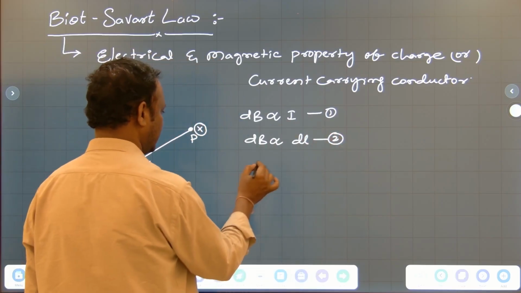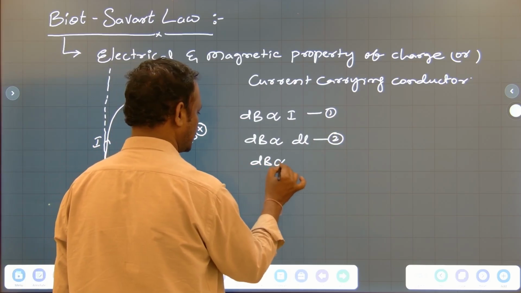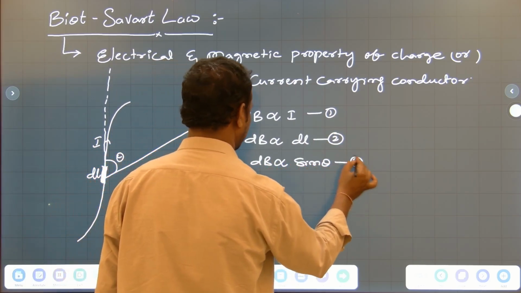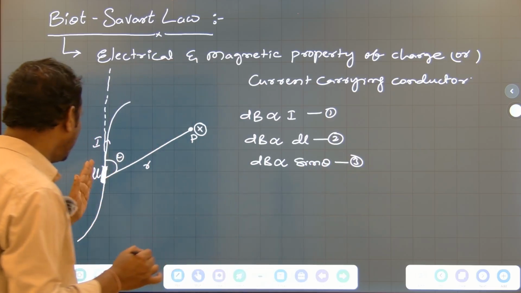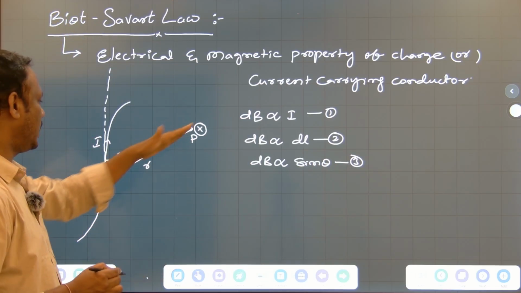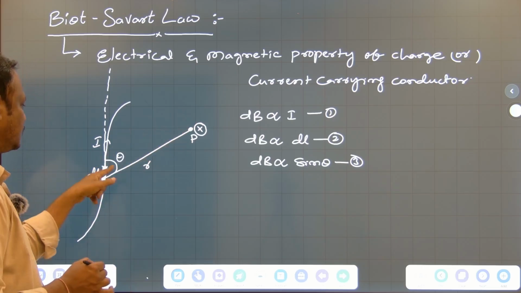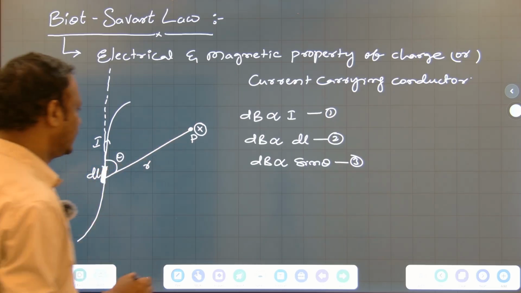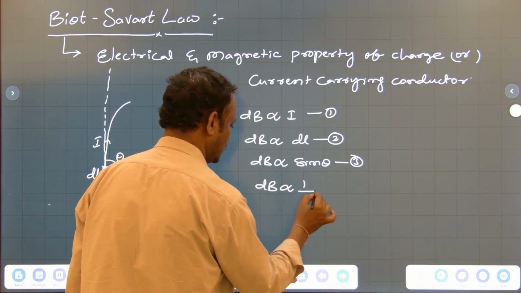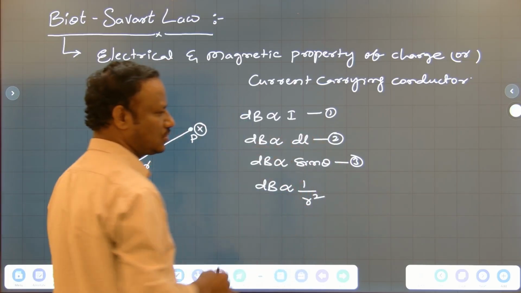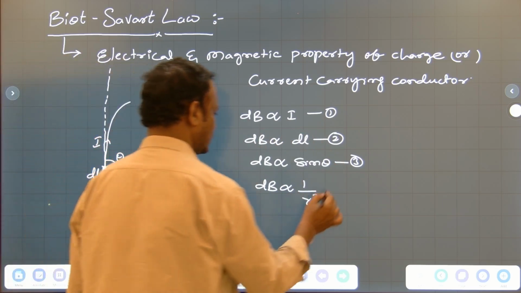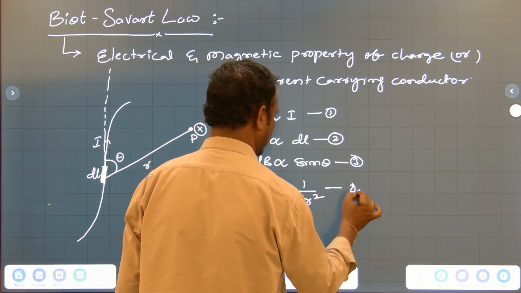The magnetic field induction dB is proportional to sine theta, where theta is the angle between the direction of the current element and the line to the point where you want to find the field. Next, dB is inversely proportional to r square, otherwise dB is proportional to 1 by r square. This is the fourth condition.